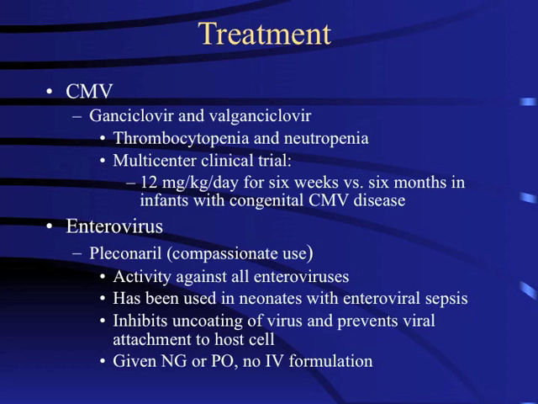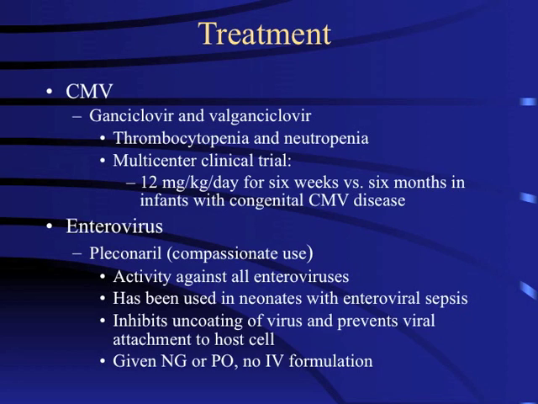We recently participated in a multi-center clinical trial through the Collaborative Antiviral Study Group, looking at valganciclovir for 6 weeks versus 6 months in infants with congenital CMV disease. Which one has a better outcome? We know that at least doing 6 weeks is good. It's a standard of care, but sometimes even after 6 weeks you have not completely suppressed the viremia. So this study was looking at the outcomes after the full treatment.